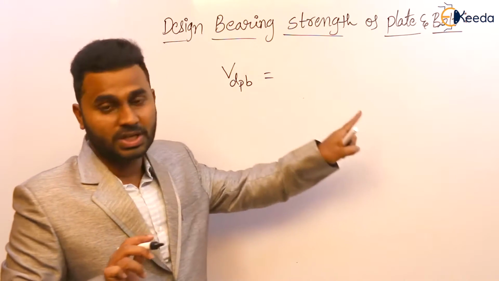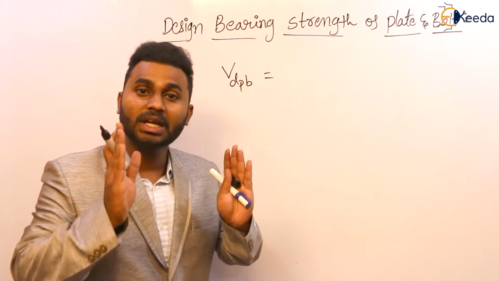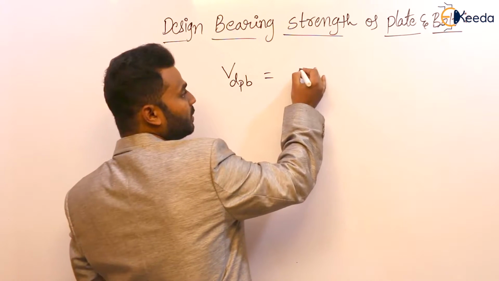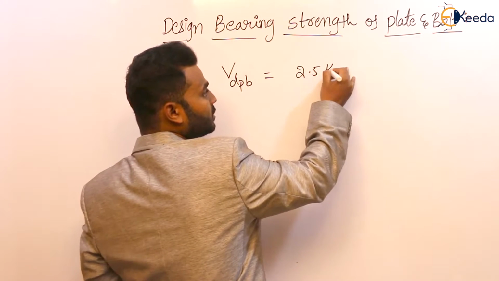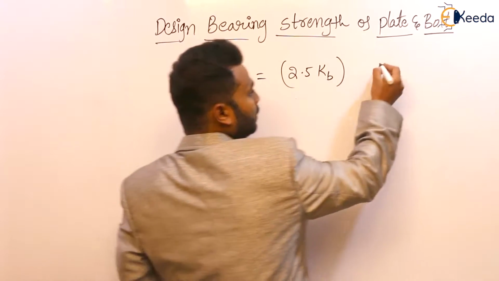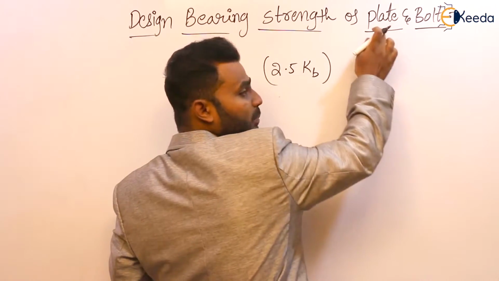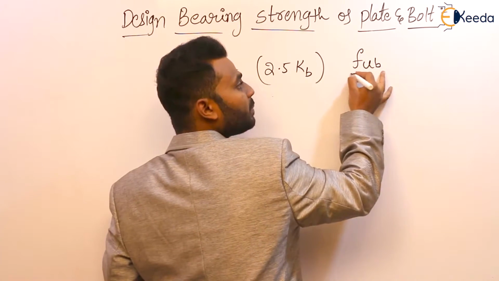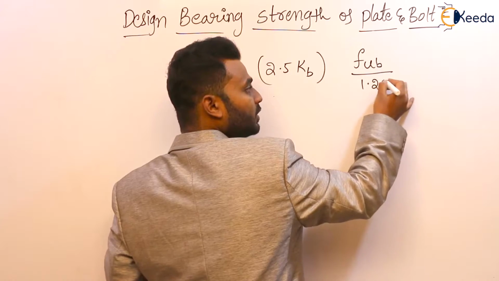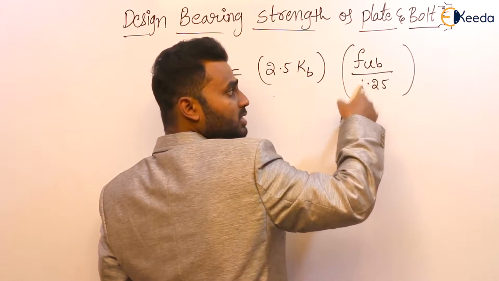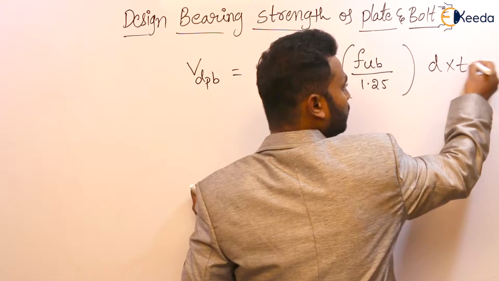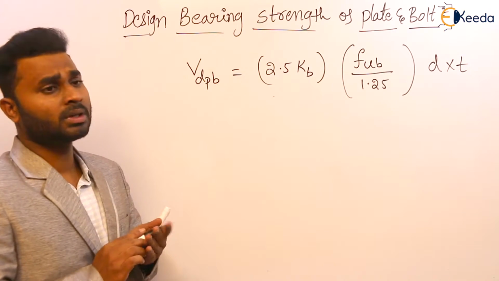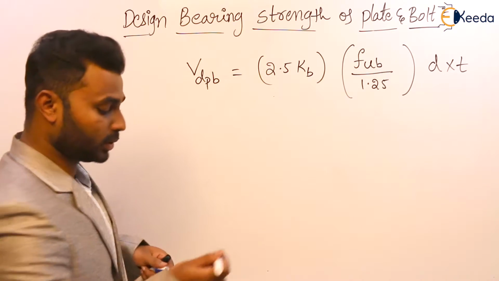So bearing stress into area, and that too this is a limit state, so there exists one factor. Using this, the final formula is going to be 2.5 kb, so this is the factor, and Fu. If it is for plate, we simply use Fu, but if it is for bolt, we have to use Fub. That depends on the factor of safety for the bolt. So this is the permissible stress into area, d into t. This is the design bearing strength of both plate and bolt.